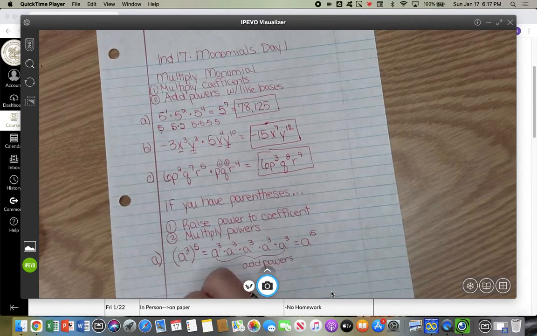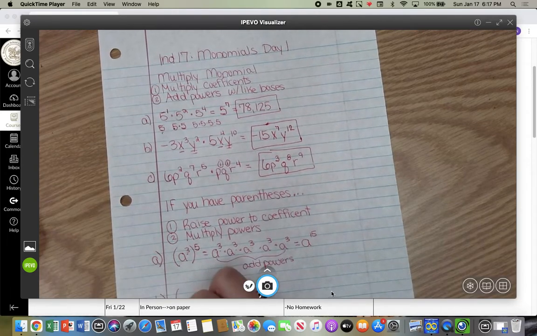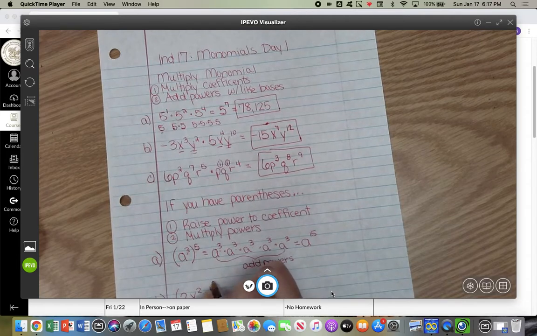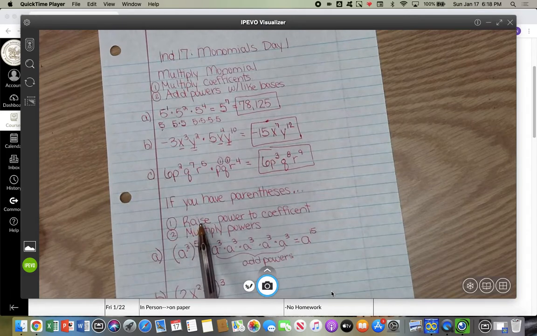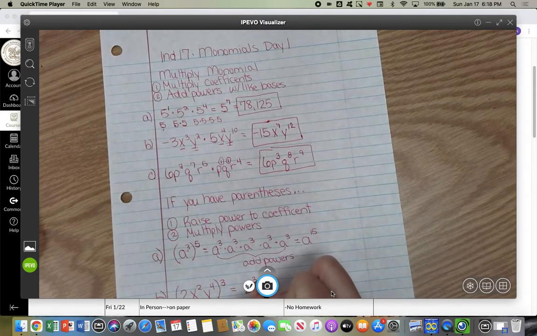All right, now the second example, I'm going to add a coefficient of 2. And let's have some variables. And then we're taking that to another power. So on this one, we're going to follow our steps. Raise the power to the coefficient. So the coefficient is 2, the power is 3. So we would write that as 2 to the 3rd.